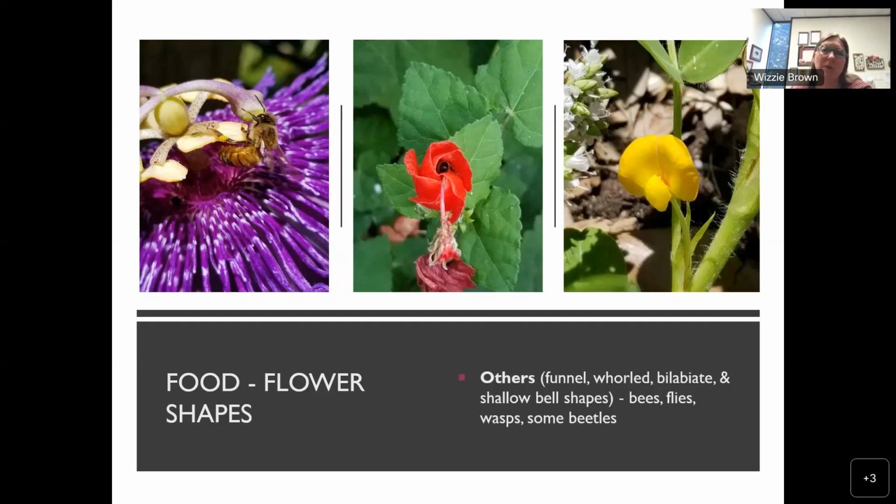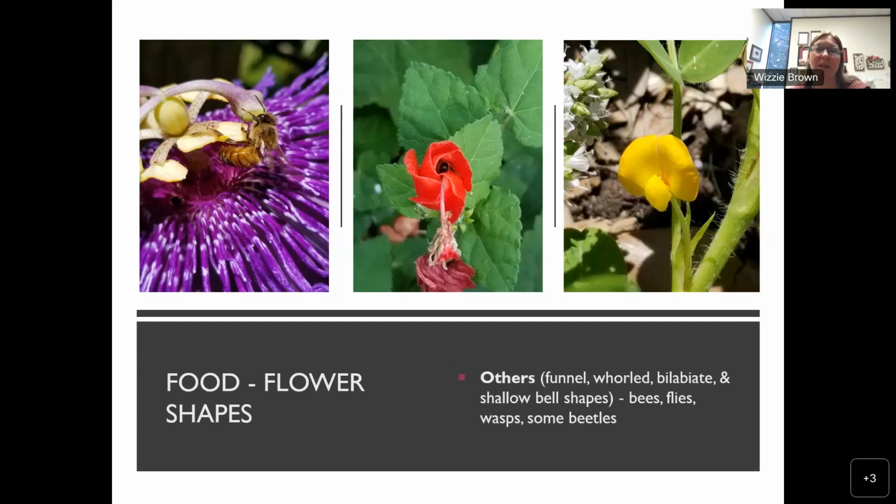And then we have the weird ones. My personal favorite is on the left-hand side. I love Passiflora. I think they look like little alien spaceships, so they just completely fascinate me. But we also have whorled, we have funnels, we have bell shapes. And these are going to really be accessed by different types of insects, essentially whatever can get in there.